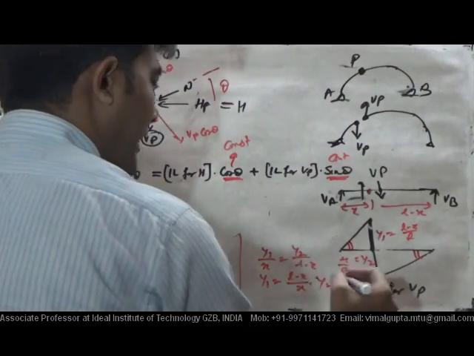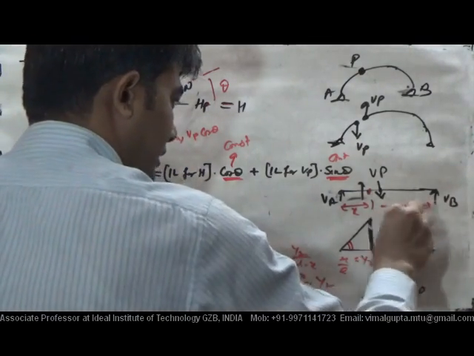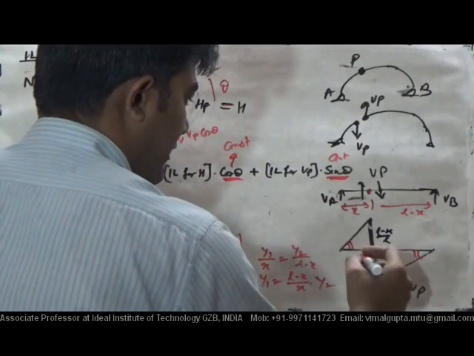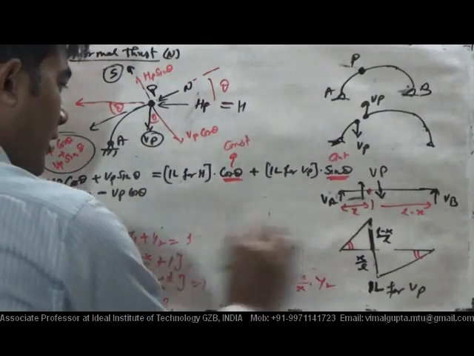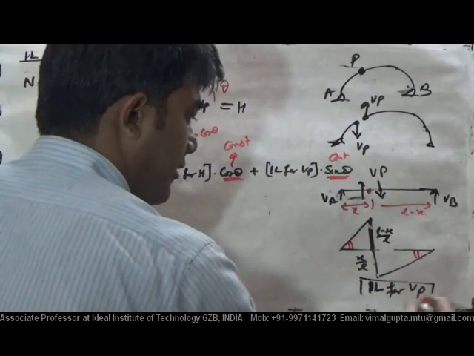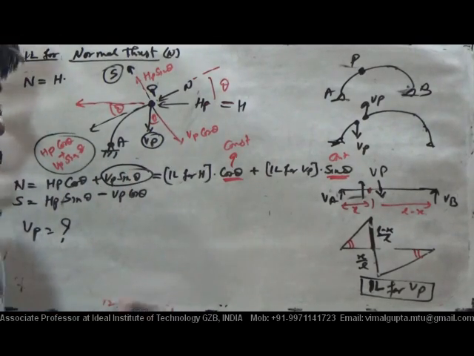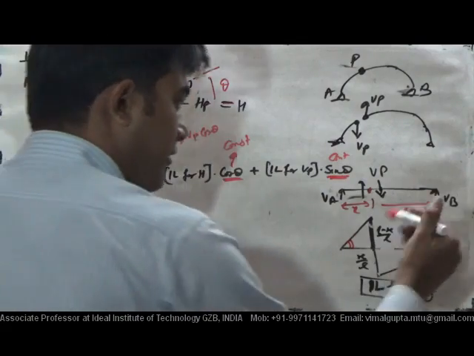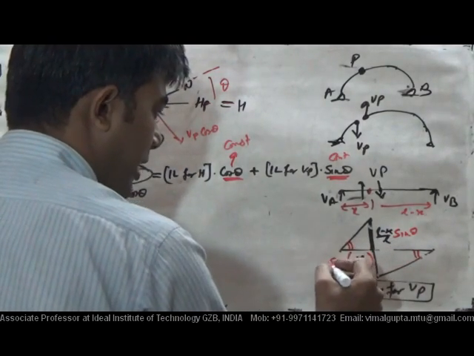I have told you in a very detailed manner. Finally we write this factor as L minus x by L and this one as x by L. If this is the IL for VP, what will be the IL for this one? Entire VP is multiplied by sine theta. That ordinate must be multiplied with sine theta for n, and this ordinate should also be multiplied with sine theta.